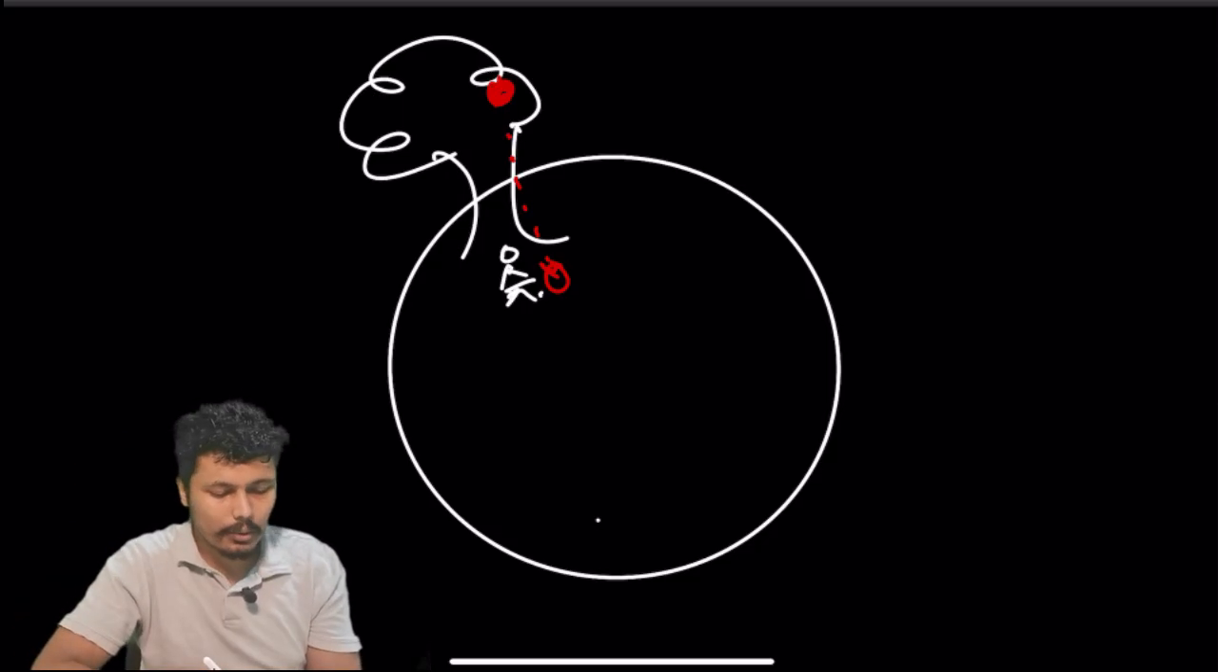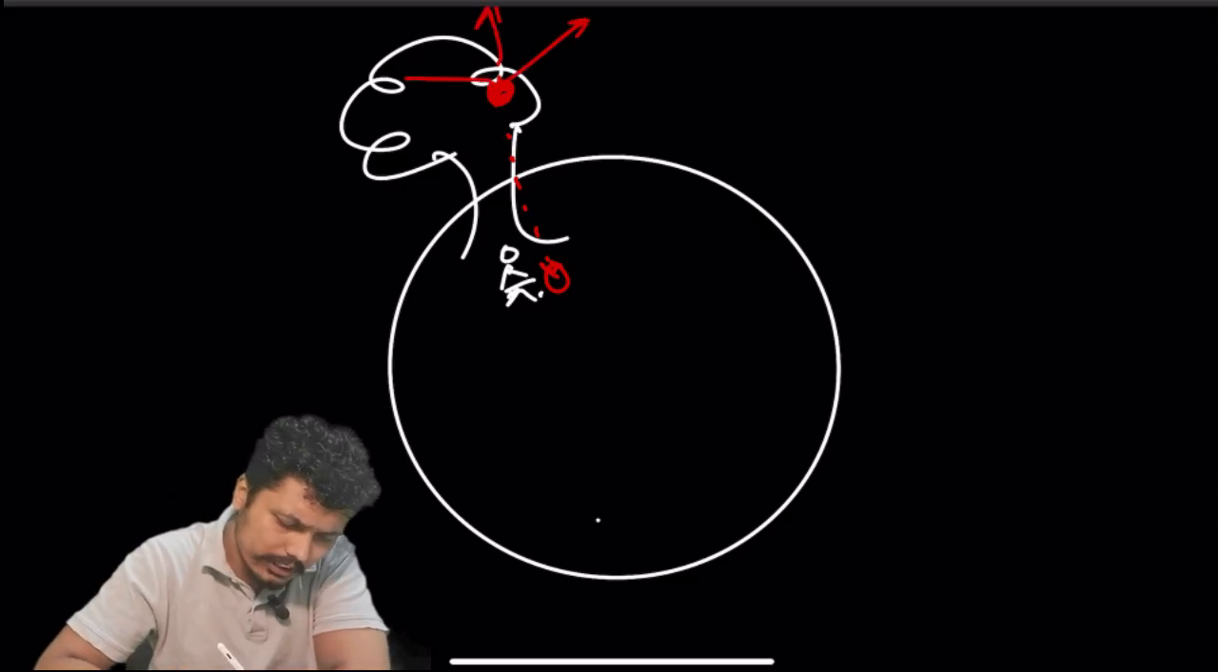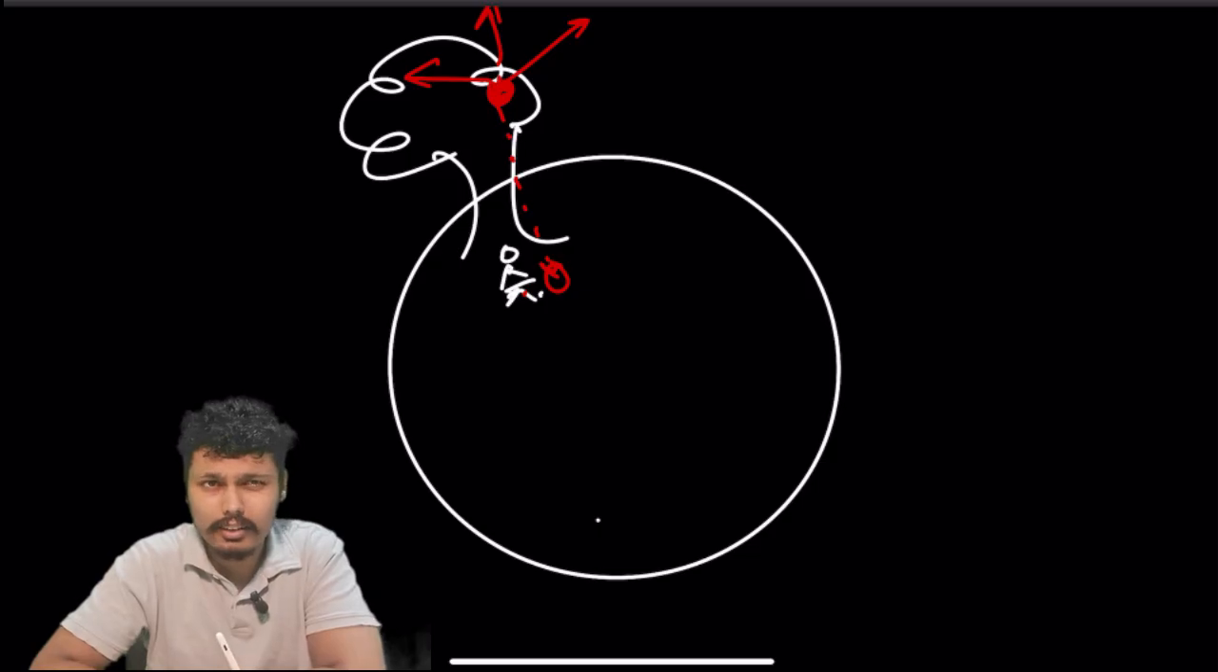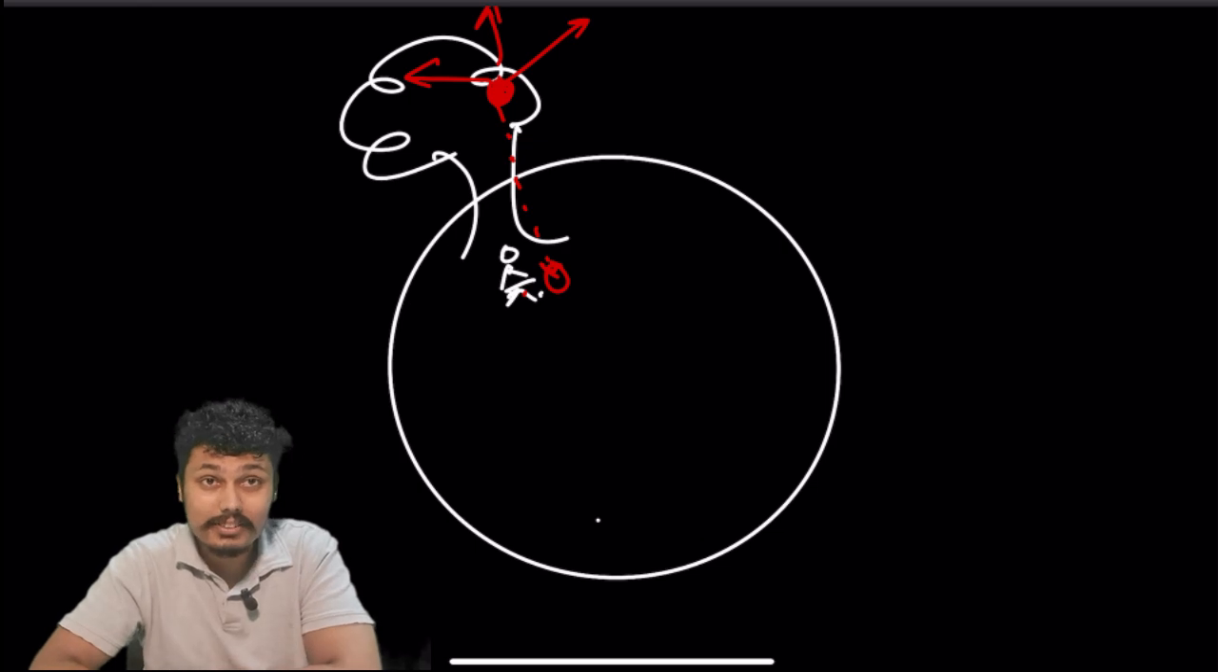Similarly, Newton was thinking, why is this apple falling down? Why is the apple not going away like this? Why is it coming down straight? Then he thought, okay, there must be something, the earth must be pulling this. That is the idea he was thinking.